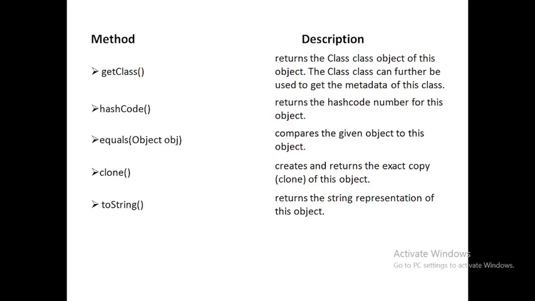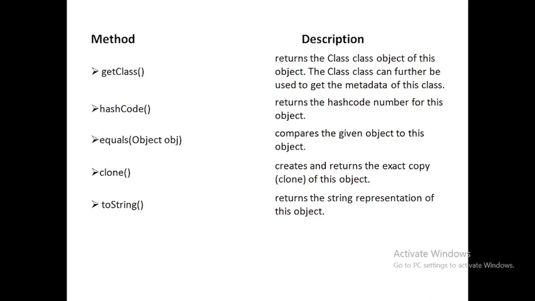Another method is the hashCode function. By using the hashCode function, we get the hash code number for the object. So this is another method we use in Java.